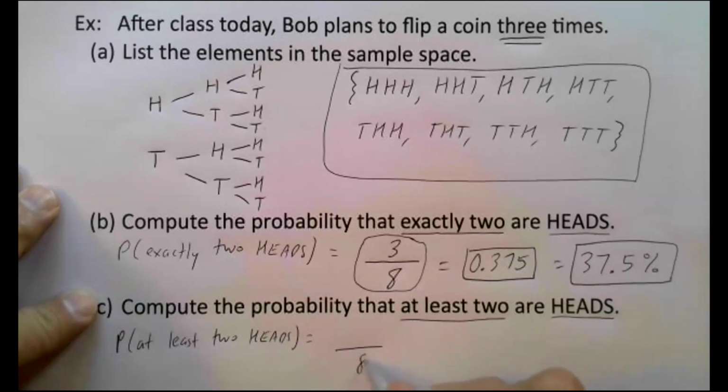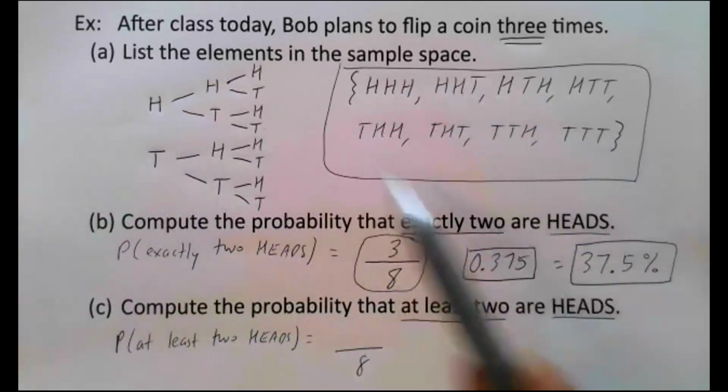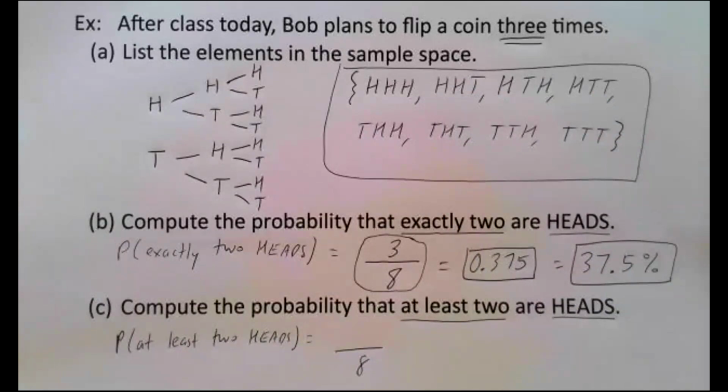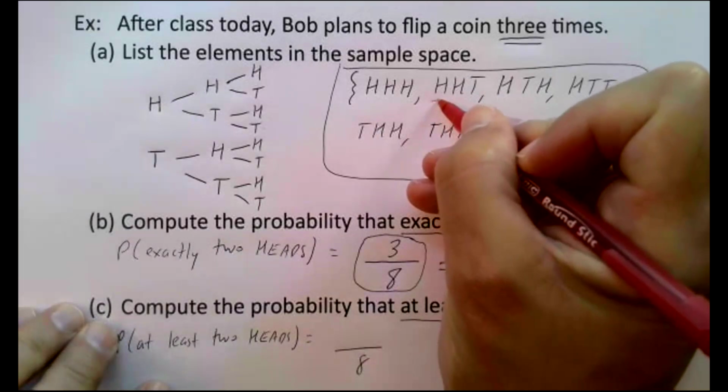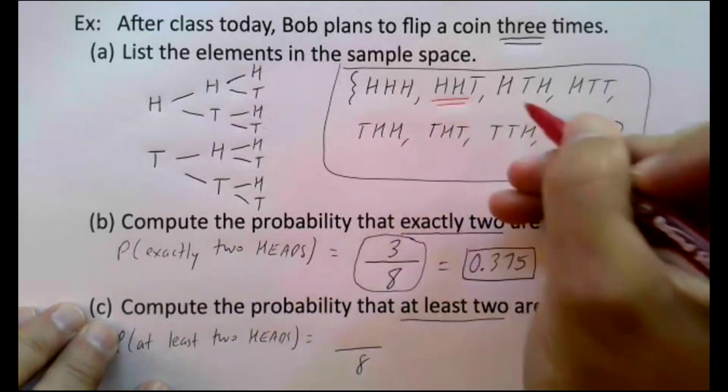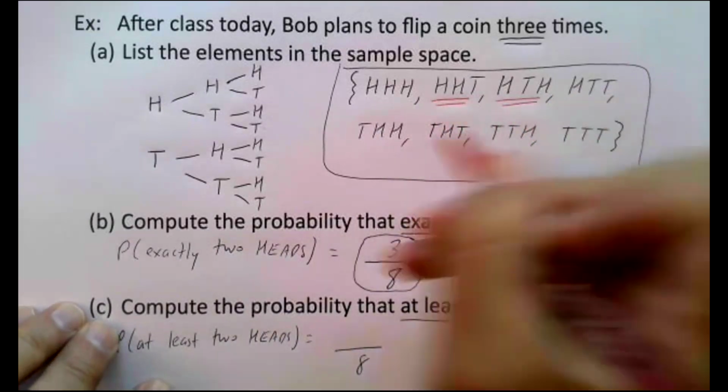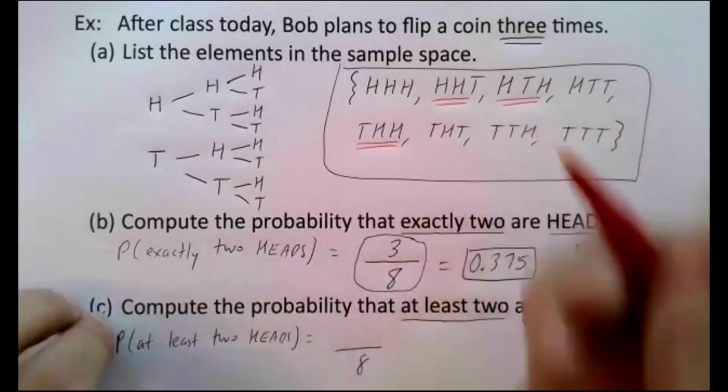Well, if I flip a coin 3 times, there's still 8 things that could happen. We just wrote out all 8 of them right there. But now the question is, how many of those 8 have at least 2 heads? It would actually be the same 3 that I just pointed out. Remember, this one had exactly 2 heads. This one had exactly 2 heads, and this one had exactly 2 heads.